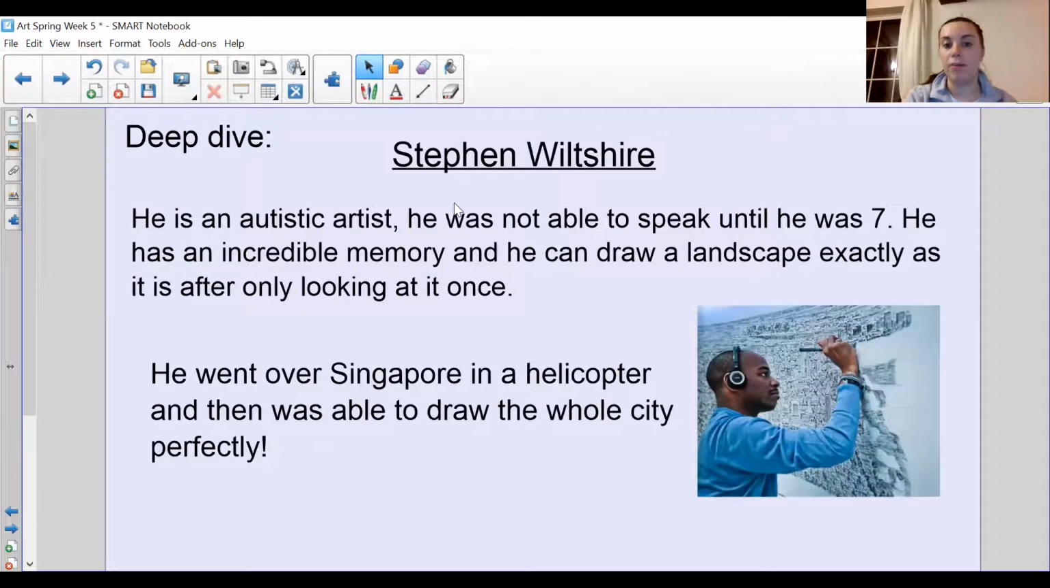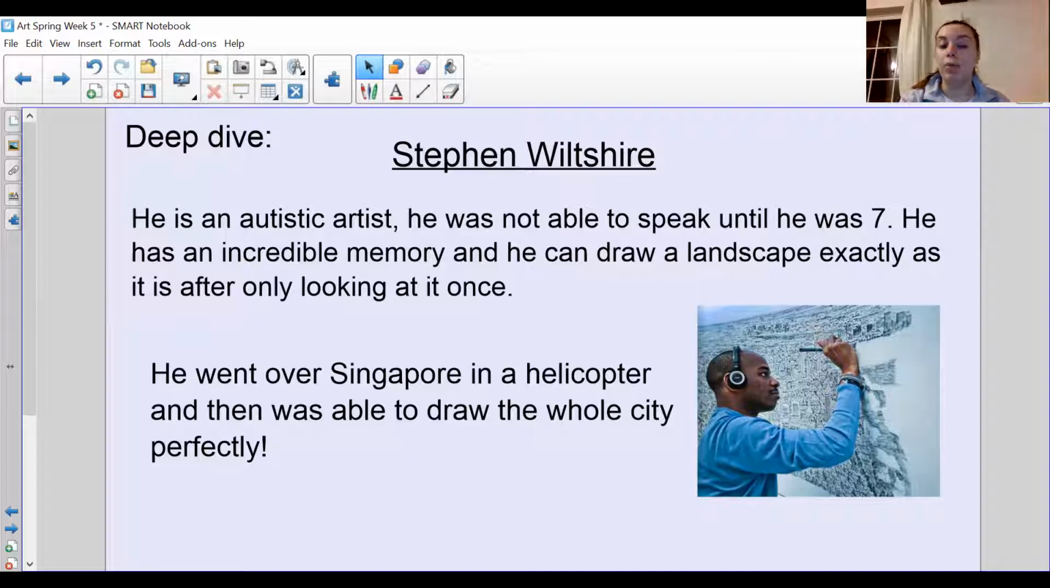Let's do a deep dive. So Stephen Wiltshire, he is an autistic artist. Now, if you have autism, lots of you might have heard about autism or have it yourself. It is considered a disability, and it means that your brain works a little bit differently in processing emotions and processing speech and language and social skills. So he wasn't able to speak until he was 7.